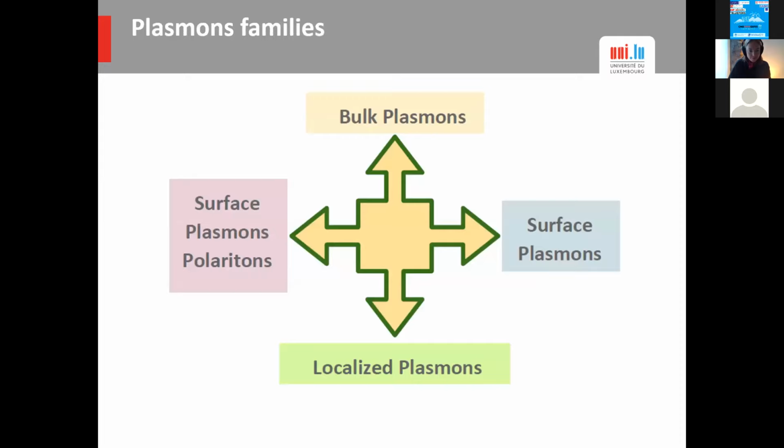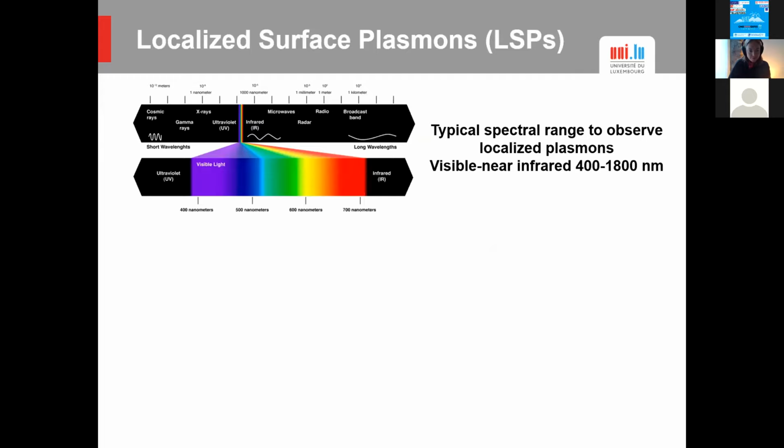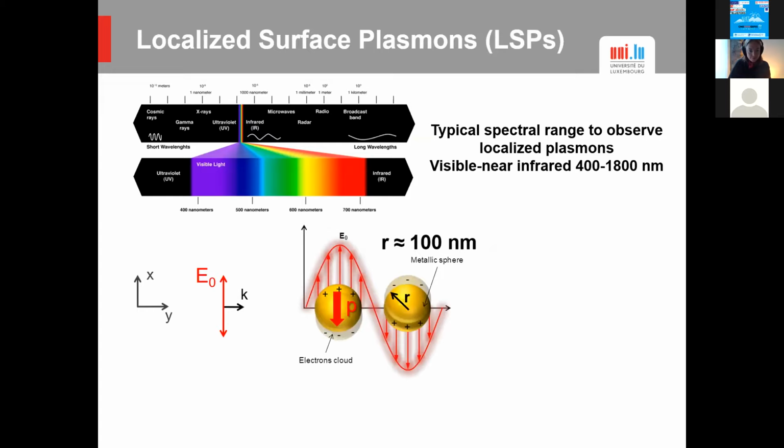So you can have different families of plasmons. The one I showed you is the definition of a bulk plasmon. Then you can have surface plasmons propagating at the interface between the metal and the dielectric. But today we focus on localized plasmons. So for localized plasmons, usually the typical spectral range to observe them is the visible near infrared, so in between 400 nanometers and 1.8 microns. And the basic idea is very simple.